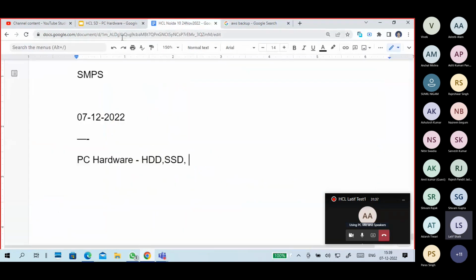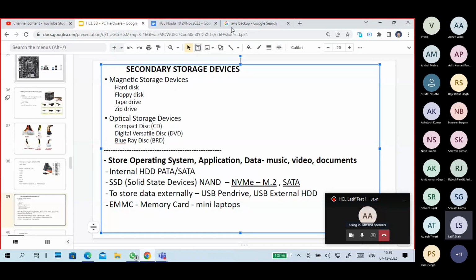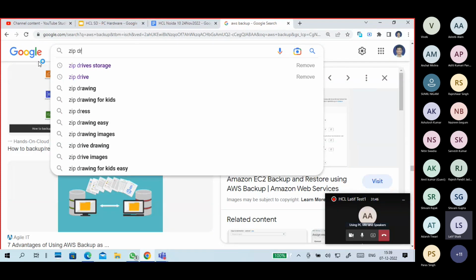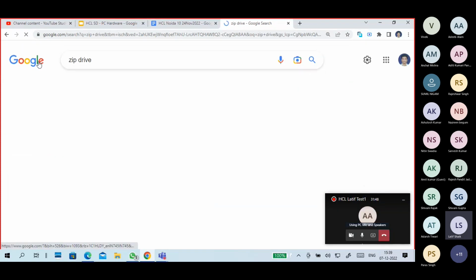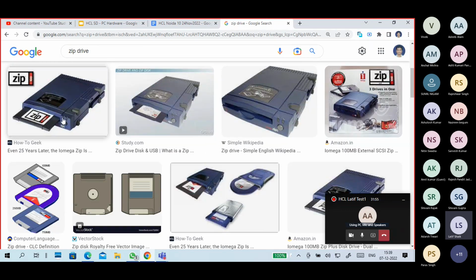So what are we learning? Zip drives. What is this zip drive? Nowadays I don't know whether people are using them or not, but I have seen zip drives. It looks like a floppy, but it can hold a huge amount of data.